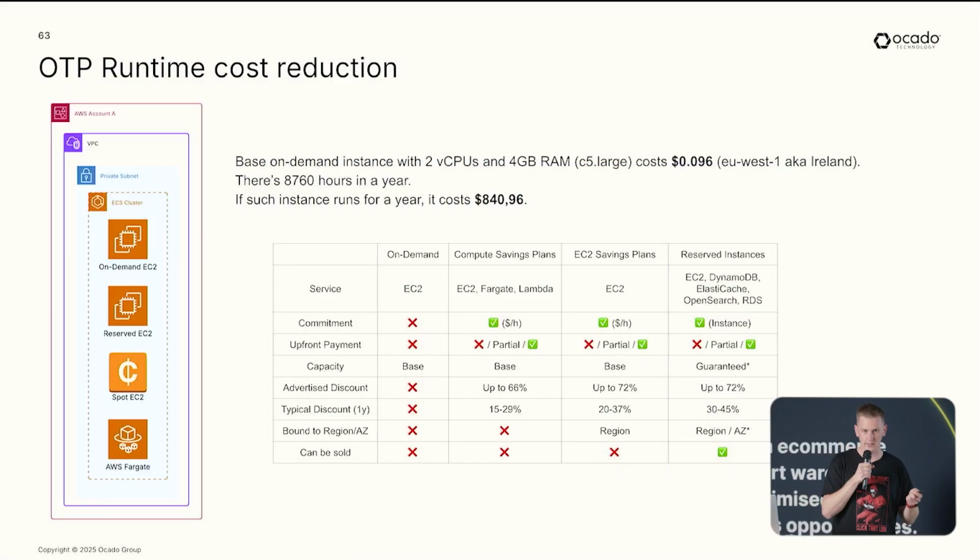The reserved instances are bound to either region or availability zone, and if you buy a reserved instance in a particular availability zone, that also reserves you the capacity. So AWS guarantees that for the period of your commitment, that instance is always going to be available in that AZ. And that's especially important if you're running in a remote location where the capacity is not always guaranteed. With reserved instances, you get that, but only if you commit to a certain availability zone.